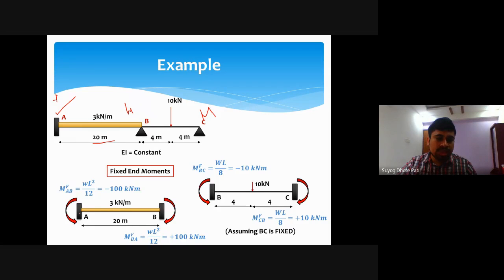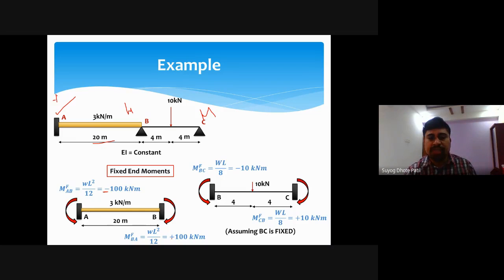So fixing joint A and joint B, with a UDL of 3 kilonewton per meter over a span of 20 meters, calculate using WL square by 12. So calculate this fixed end moment. Again, anti-clockwise moment, so minus sign is there. So minus 100 kilonewton meter will be the fixed end moment MFAB. Then MFBA, again, it is a clockwise moment. So WL square by 12, it is plus 100 kilonewton meter.